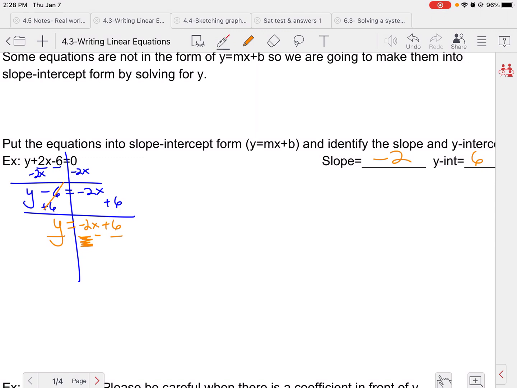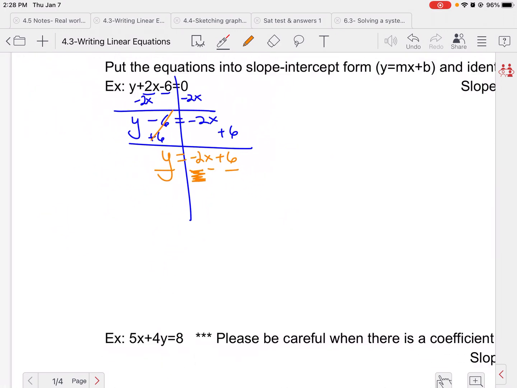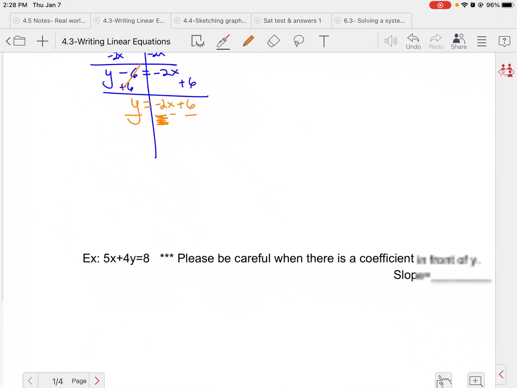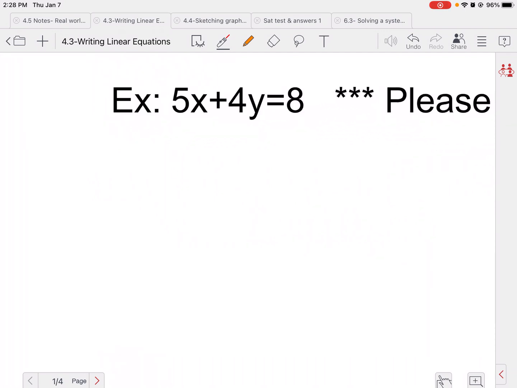Okay, so again, slope is the number in front of x once y is by itself. And our constant, or a number without x, is our b once y is by itself. All right, let's go ahead and try another one. So this one's a little different because there's a coefficient in front of y. So what we're going to do is we're going to try and get y by itself, just like what we did before.